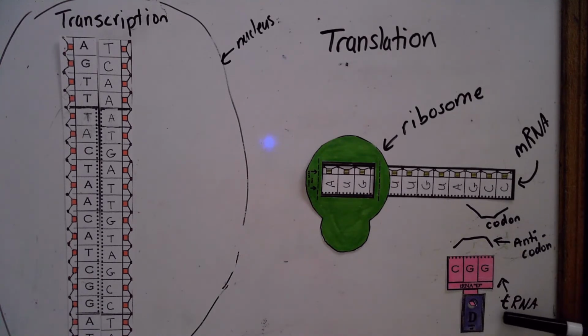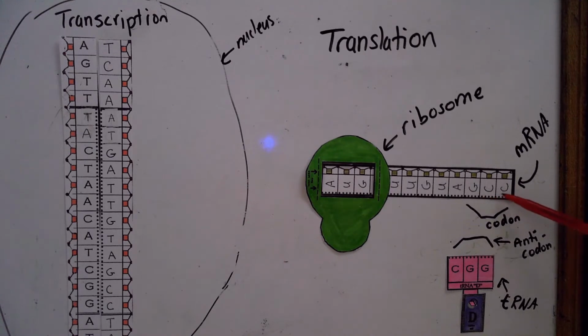T for transfer. T is also for its shape. Can you see it's shaped a little bit like the letter T? This is a cartoon version, but if you were to look at the shape of the actual molecule, you would see that it is somewhat shaped like the letter T. So the tRNA has also 3 nitrogen bases on it. Those 3 nitrogen bases are called an anticodon.